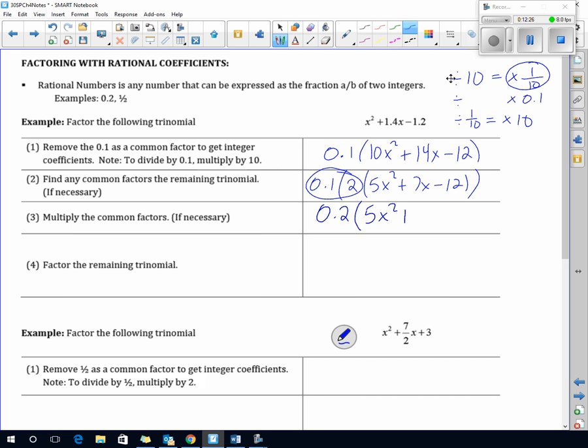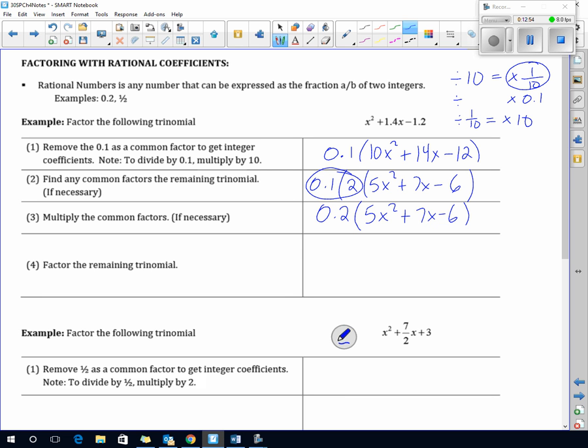So 0.2, I don't know what I did there, so sorry about that. That was an oopsie. Okay, so that's why you check, because you would have realized you made a mistake. So 0.2 times 5 is 1. 0.2 times 7 is 1.4. See? 0.2 times minus 6, 1.2. So at any point in time, you should be able to get back to the original, right?